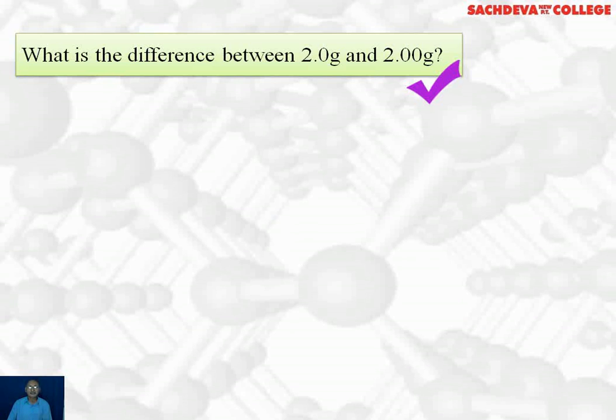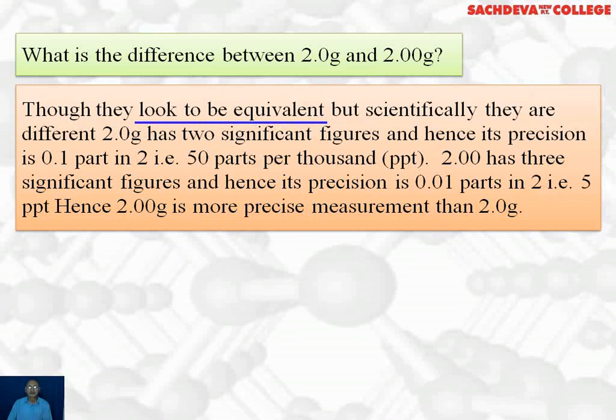What is the difference between 2.0 gram and 2.00 gram? Though they look to be equivalent, scientifically they are different. 2.0 gram has two significant figures and hence its precision is 0.1 part in 2, that is 50 parts per thousand, represented by ppt. 2.00 has three significant figures and hence its precision is 0.01 part in 2, that is 5 per thousand. Hence 2.00 gram is more precise measurement than 2.0 gram.